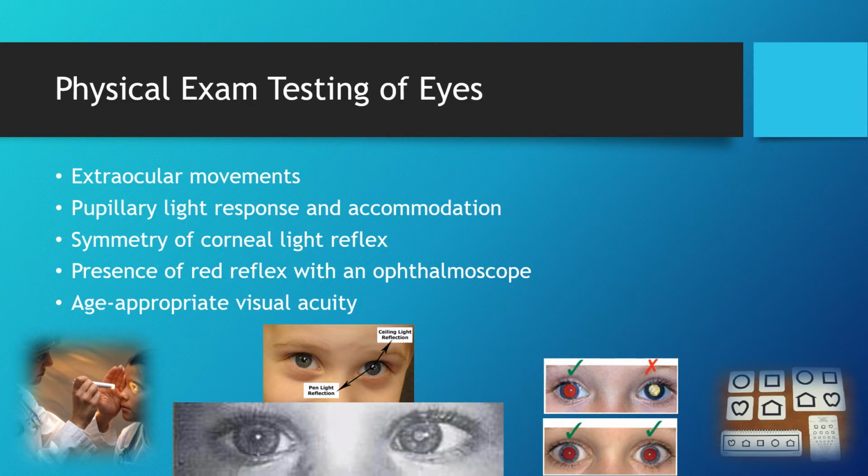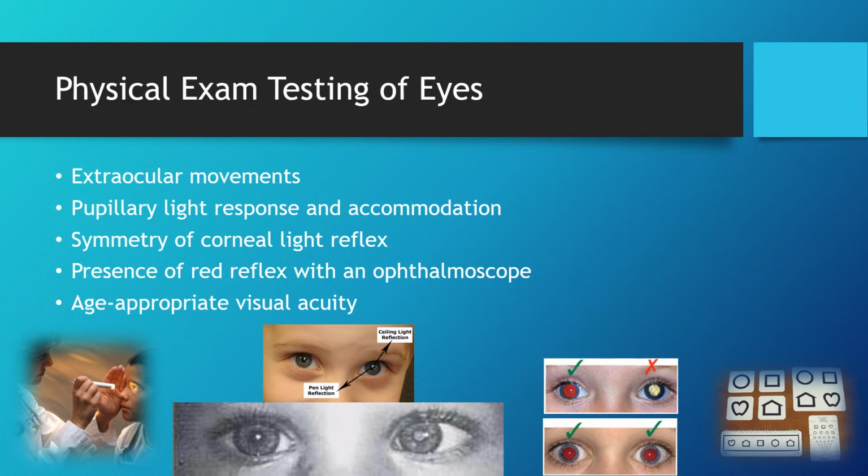They are checking for symmetry of that corneal light reflex. The top child is looking for that symmetrical reflection of light. And you can see the white pinpoint reflex is symmetrical. The bottom black and white photo shows a child with strabismus, and that reflects the light unevenly.